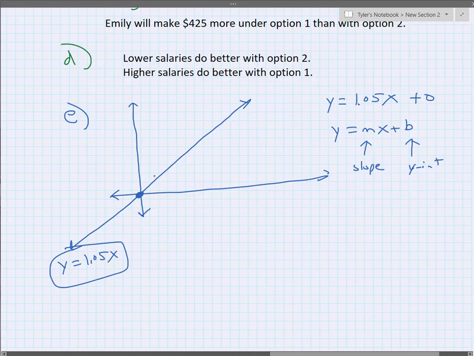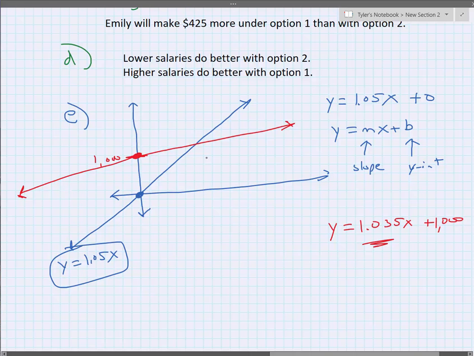Right, so that's that function, and then I'll go ahead and change colors here to do the next one. So option 2 was y equals 1.035x plus 1,000. So the y-intercept, the b value, is 1,000. So if I come up here to 1,000, that's going to be my first point. And then my line is going to be less steep than the 1.05, right? Because it's only increasing by 1.035. So it's not going to be as steep, so maybe a little flatter.